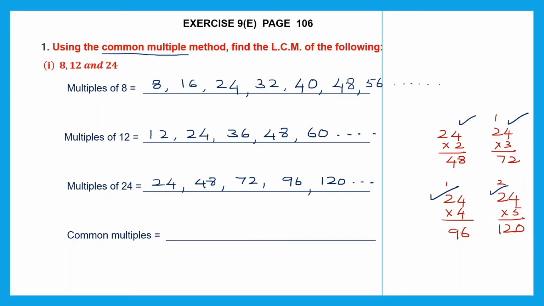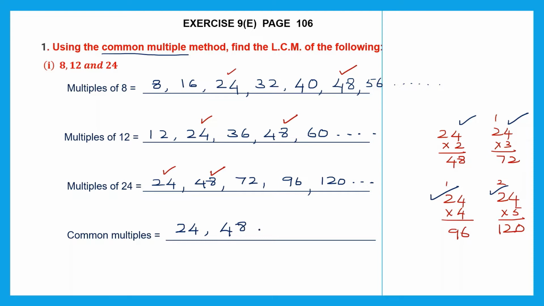So let's see, 8, no, 16, 24. I have 24 here and 24 here and 24 here. So let's write down 24. 24 is one common multiple. Let's see if there are any more common multiples. 32, no. 40, no. 48, yes, 48. We have 48. 48 is also a common multiple.